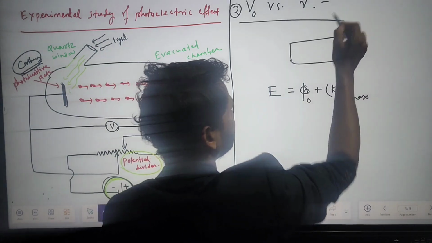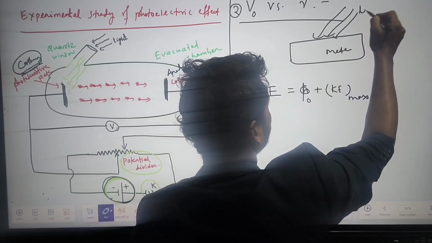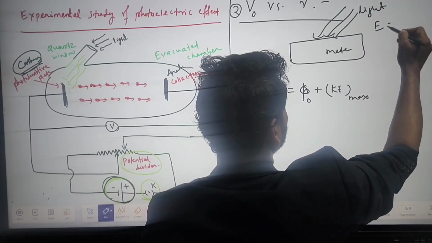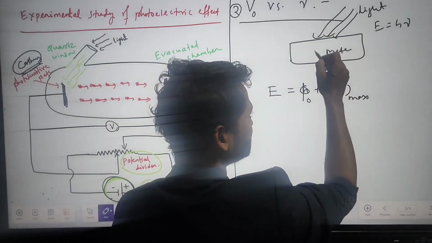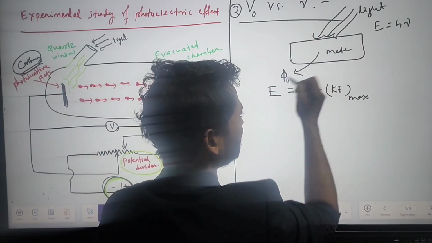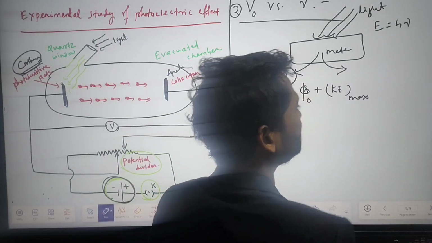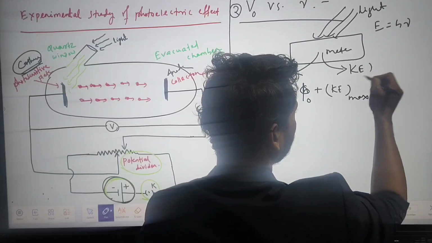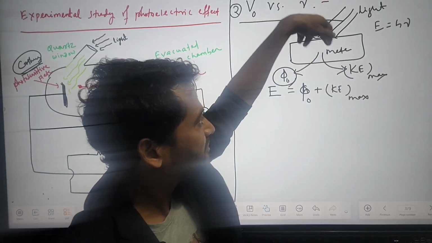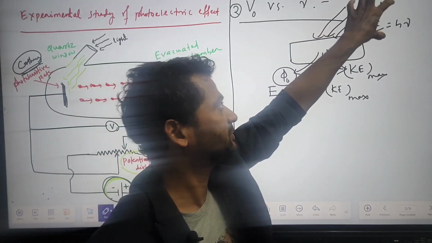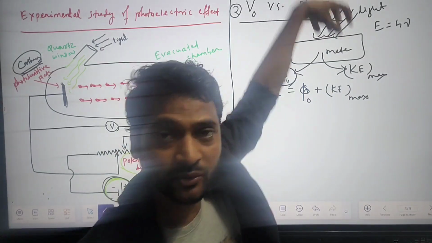I said this last time: if there is a metal, when light falls on a metal surface having energy E is equal to h nu, meaning photon energy is E, then what will happen? Some amount of energy will help to escape the electron from the metal surface, that is called work function, and the rest of the energy will give kinetic energy to the ejected electron. Getting my point? Whatever energy we give to a metal from a light source, light meaning photon, the photon energy is h nu, and that is the energy given to the metal surface.